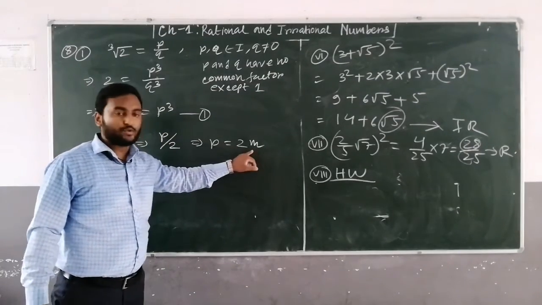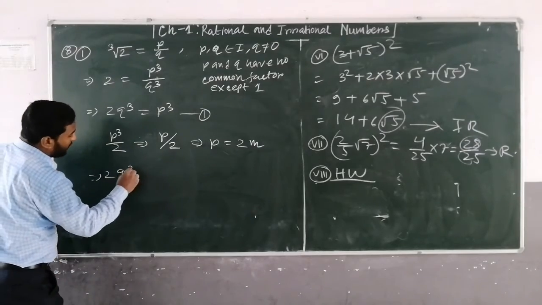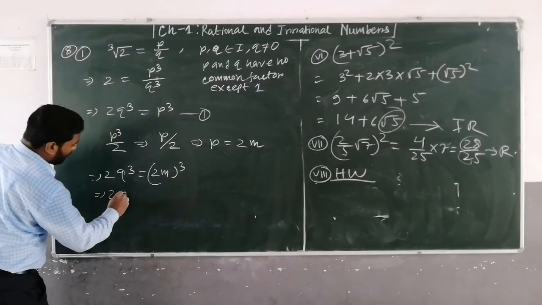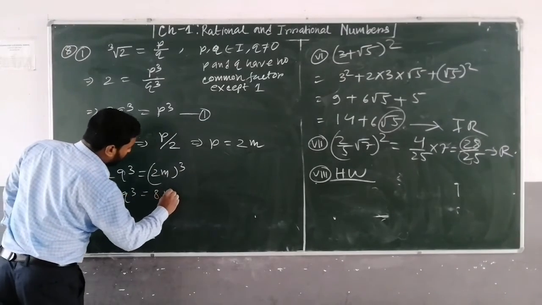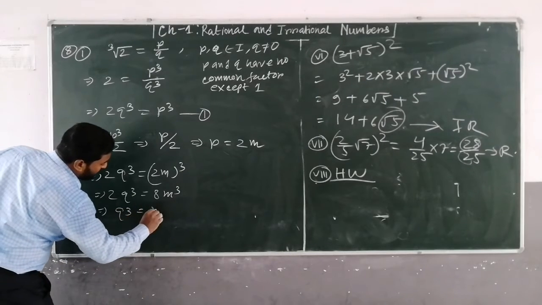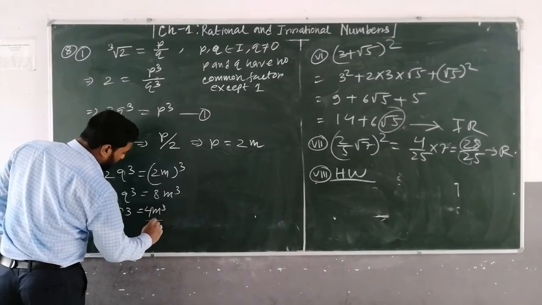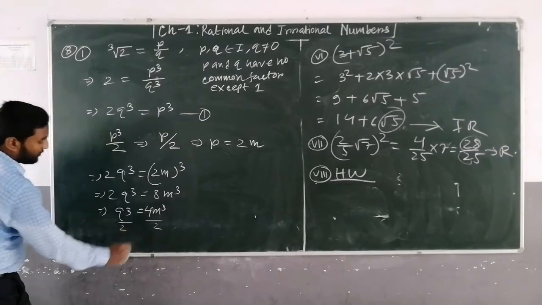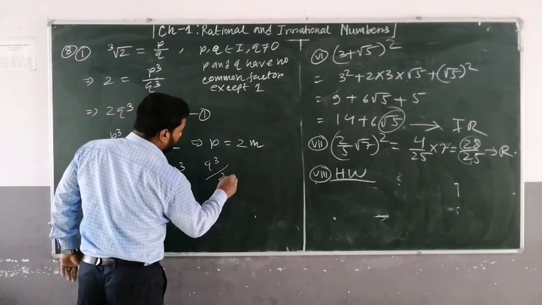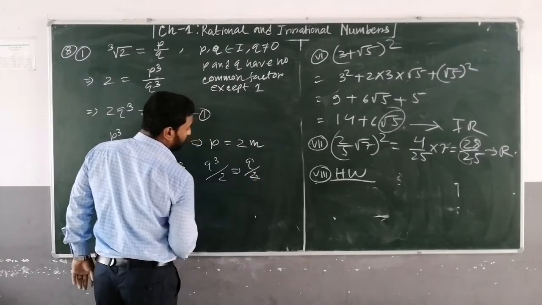So p equals 2m, you can write. So place here 2m. This implies that 2q³ equals (2m)³, which implies 2q³ equals 8m³. Divide both sides by 2, so it will be q³ equals 4m³. Now the right hand side is divisible by 2, so the left hand side is also divisible by 2. It means q³ is divisible by 2. This implies that q is divisible by 2 by the theorem.